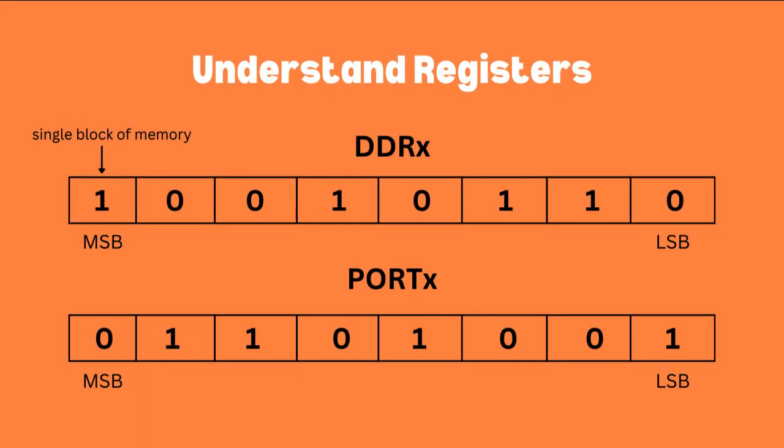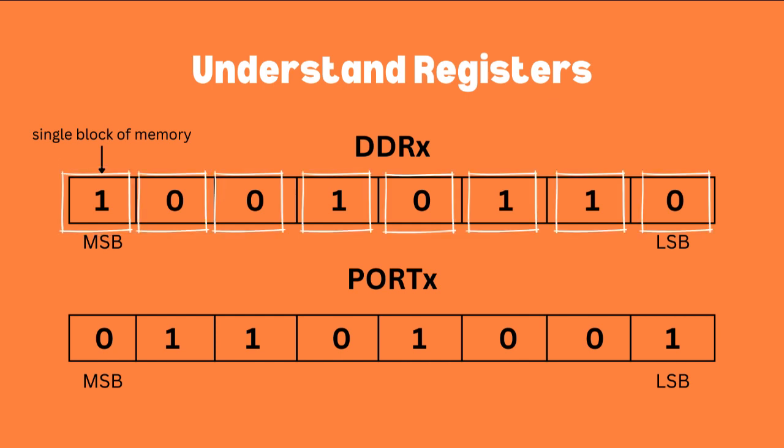We'll understand registers from here. So before registers, we need to understand what memory blocks are. You can think of memory blocks inside a microcontroller as an imaginary box which can hold either a binary 1 or a binary 0, which is a bit. That memory block can hold only one single bit at a time, either a 1 or a 0.